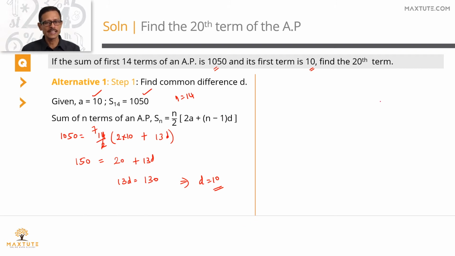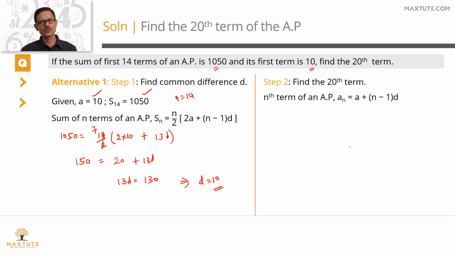Step 2, let's find out what we need to find out, which is the 20th term. The nth term of an AP is equal to a plus n minus 1 into d. We're trying to find out a20. d is equal to 10. We computed it right now. a is equal to 10 given in the question. So a20 will be equal to a plus 20 minus 1, which is equal to 19 times common difference. Plug in the value of a as 10, d as 10, which is 19 times 10. 190 plus 10, 200 is the 20th term.